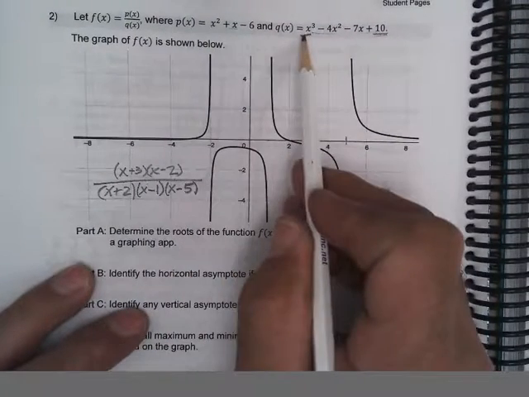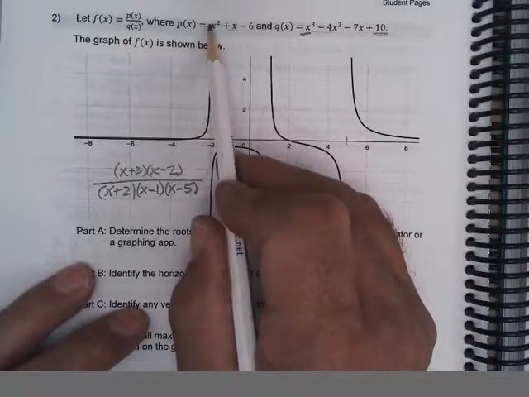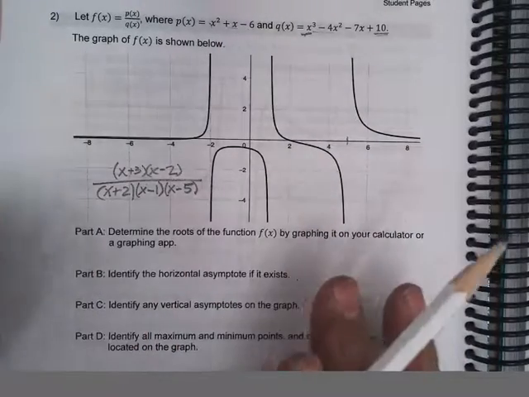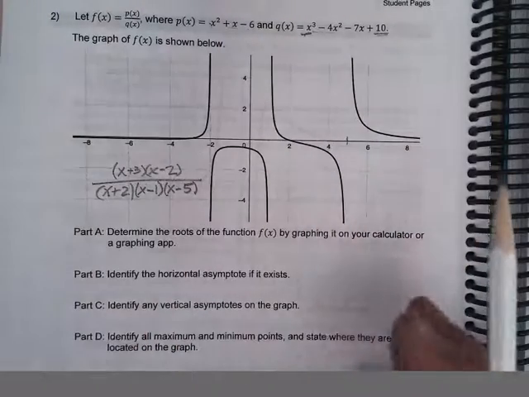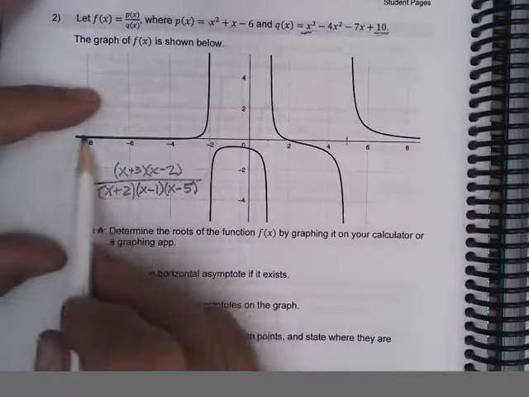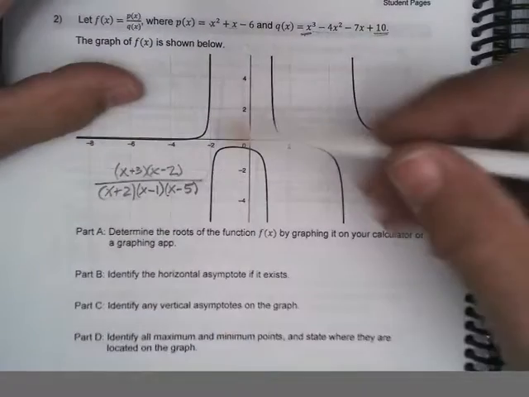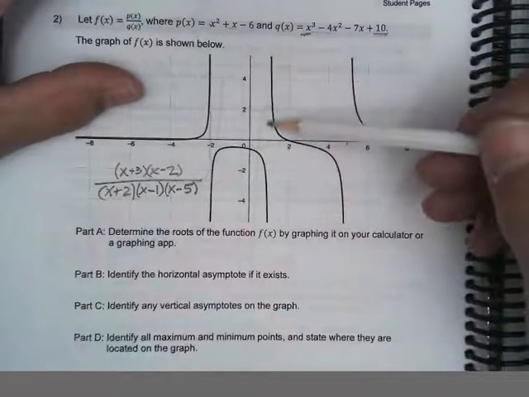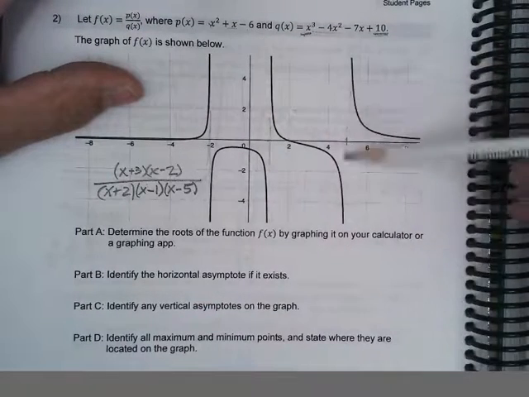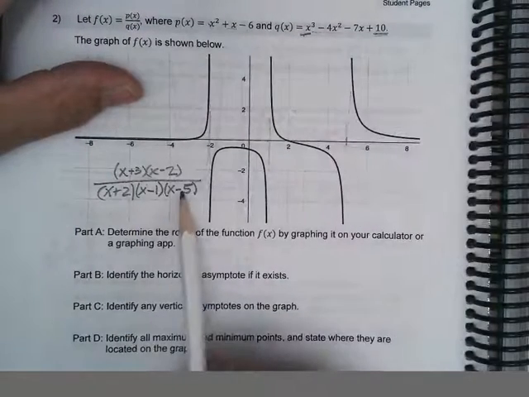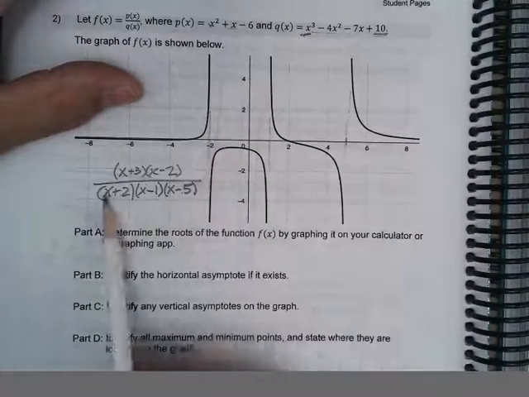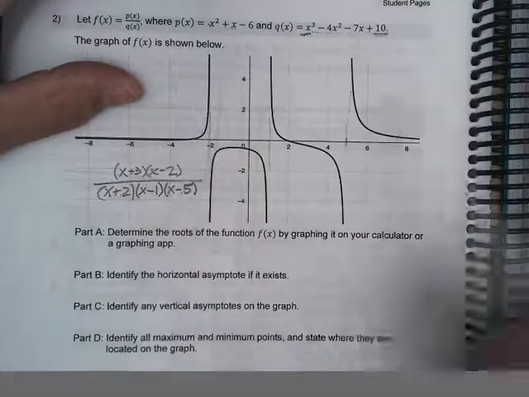The degree of the denominator is greater than the numerator. When that happens, the denominator grows faster than the numerator, and so the horizontal asymptote is 0. We have a vertical asymptote at minus 2, at 1, and at 5. They all happen once, because the degree is 3, and they got all 3, so there can't be any more.